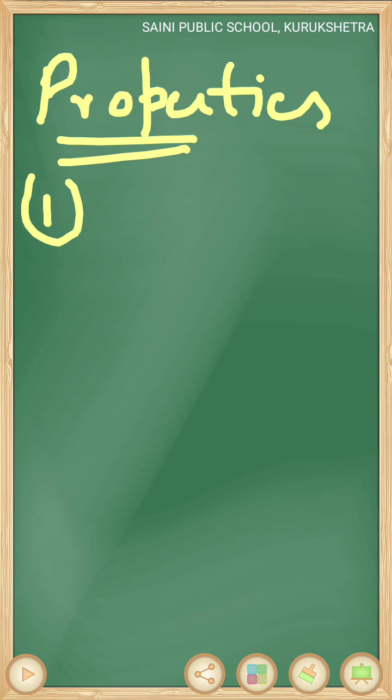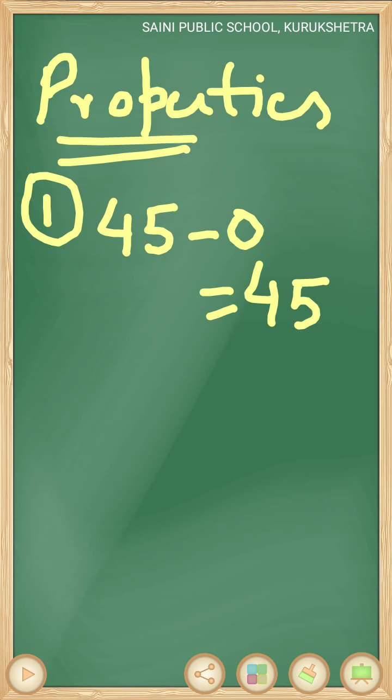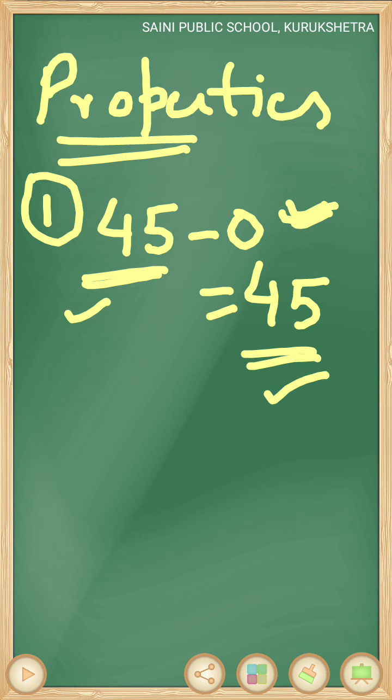Let us start with the first property. First property says if we subtract 0 from a number, for example 45 minus 0, then the difference is always the number itself. Means first property says if we take 0 as subtrahend and we subtract it from any number, then the difference is always the number itself. In this example you can see 45 is minuend, 0 is subtrahend, then the difference is always equal to minuend. This is applicable for all numbers, whether 3-digit or 4-digit.